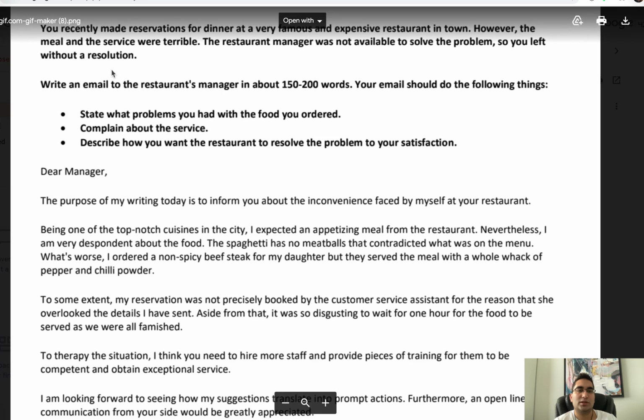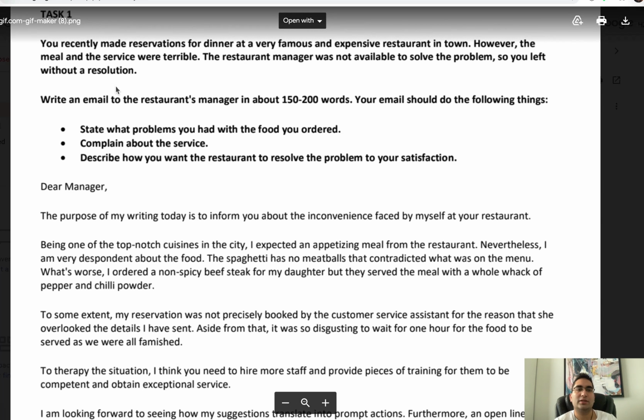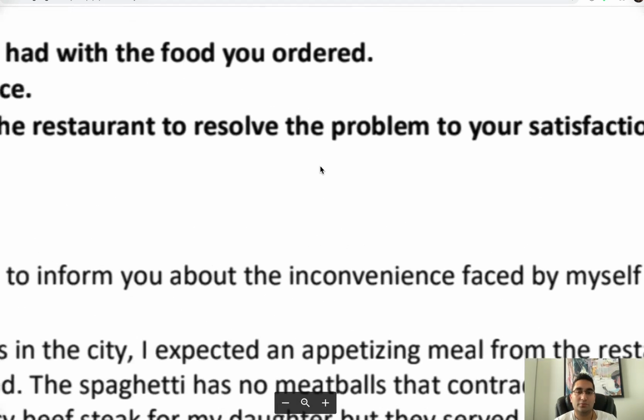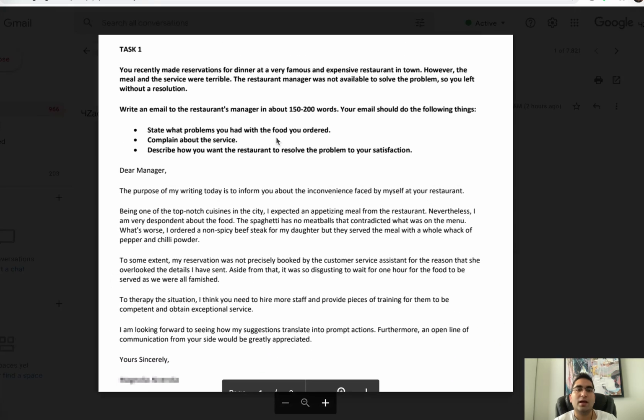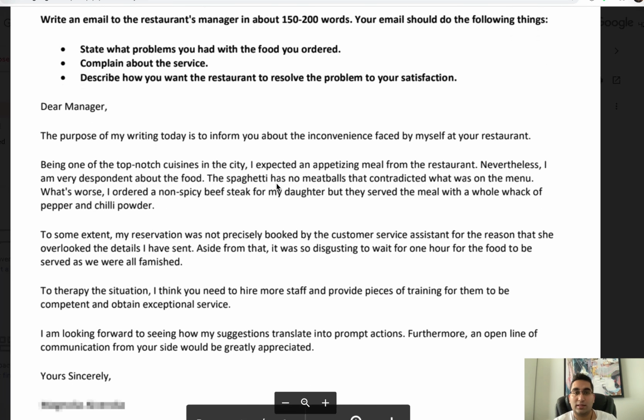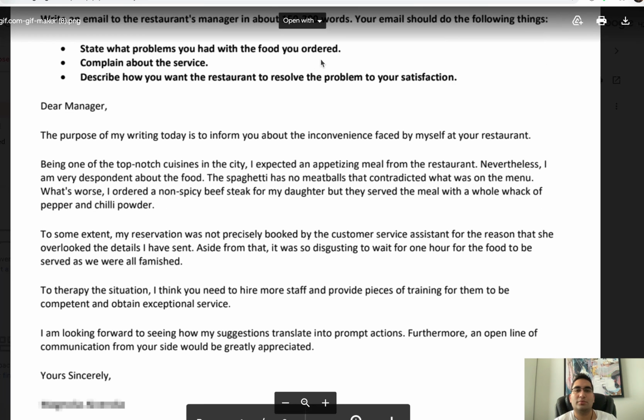Now, in this question, this is, again, task 1. All right, so you recently made reservations for dinner at an expensive restaurant, and the meal and the service were terrible. So you want to complain here. Okay, formal letter, which is good. Let's look at that example. So state what problems you had with the food. Complain about the service. Describe how you want the restaurant to resolve the problem.